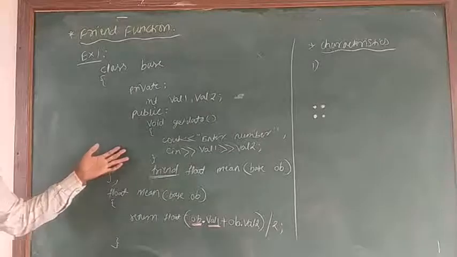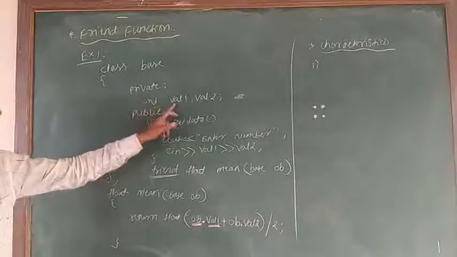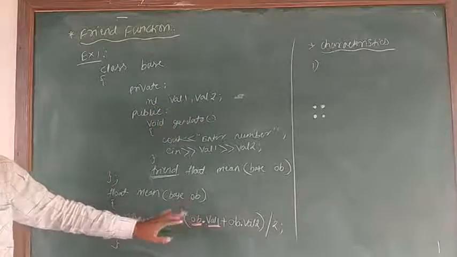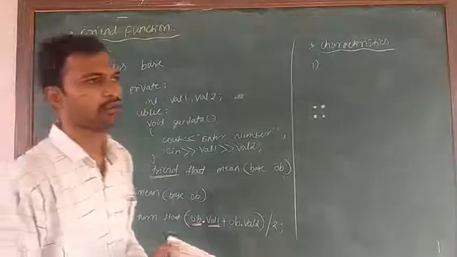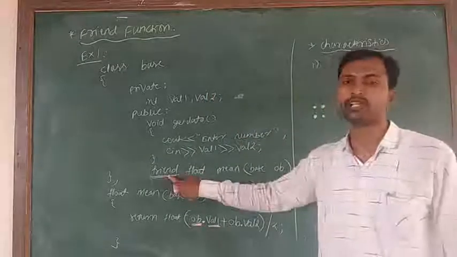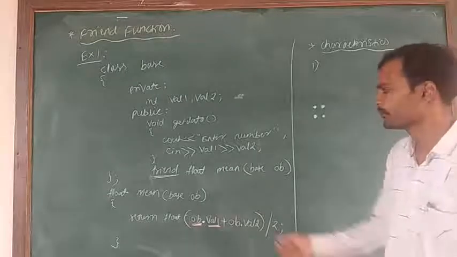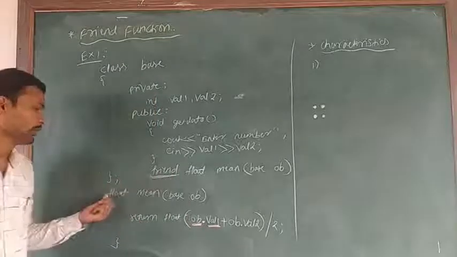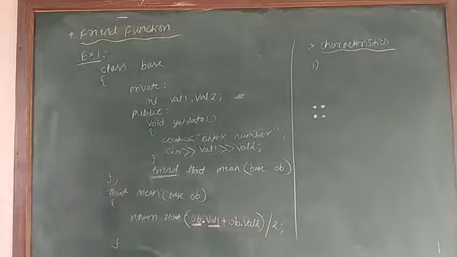A friend function is not able to directly access these variables. The friend function can access these variables through the object name dot member only. And the last characteristic is that while defining the friend function, it does not require the friend keyword or the scope resolution operator outside the class. So this is about the friend function.